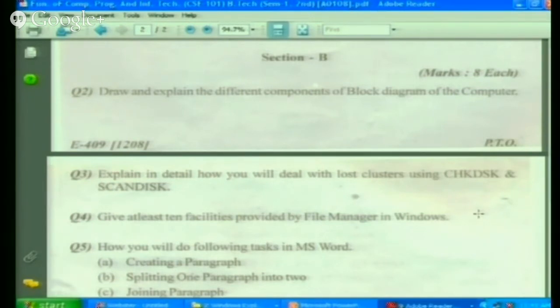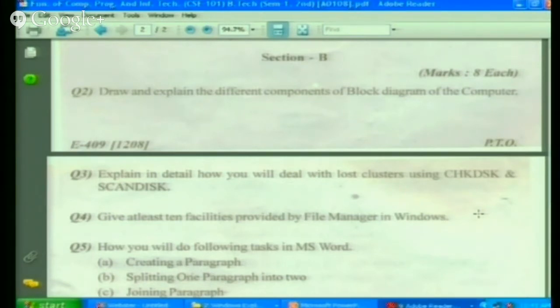How many marks are there for the question? 8 marks. How are you going to distribute 8 marks to the 10 facilities? Why can't I restrict it to explain any 4 facilities provided by file manager in Windows? So I ask for 4 and I want explanation.